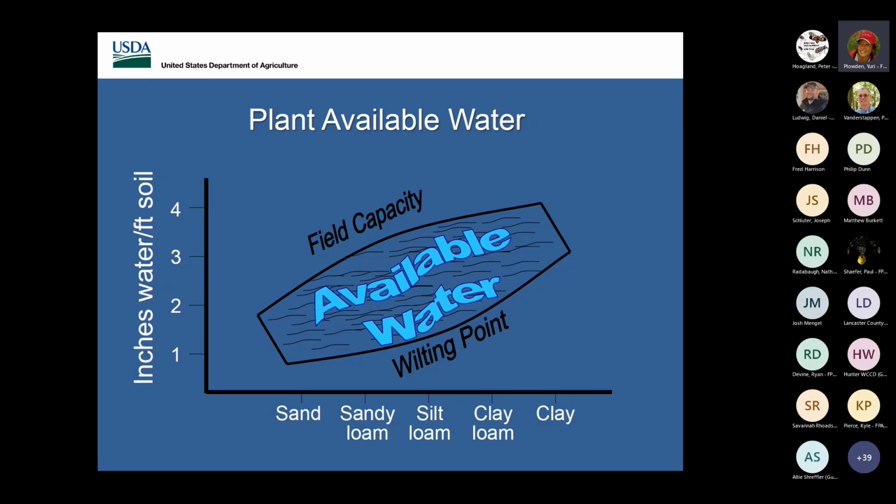A graph that shows that. On the left-hand axis is the inches of water in a foot of soil. So they somehow squeeze a foot of soil, and that's the amount of water that comes out in a glass. And on the bottom axis is your different soil textures.